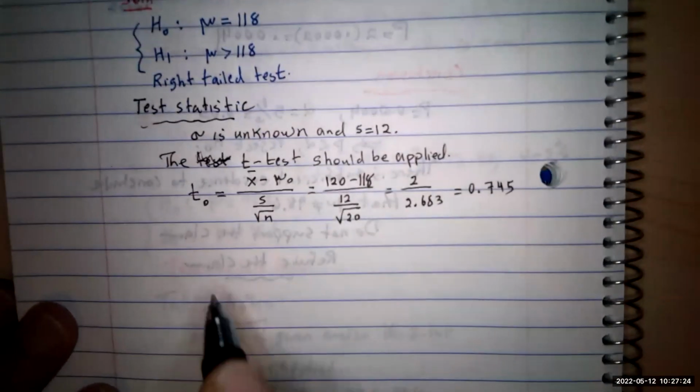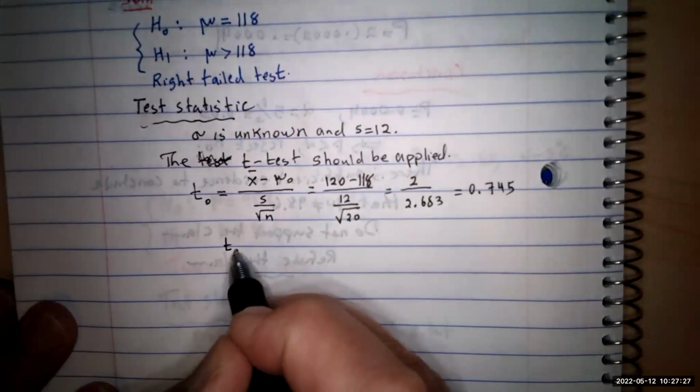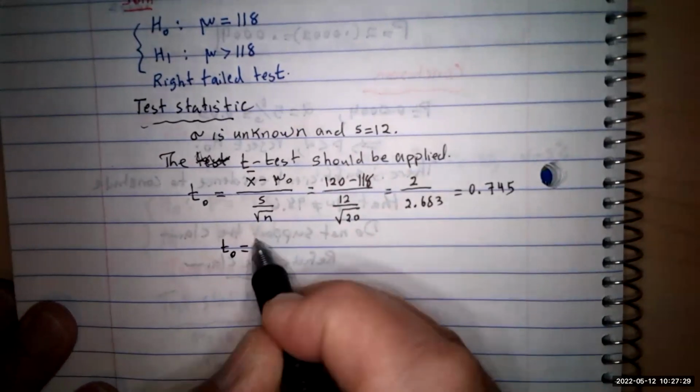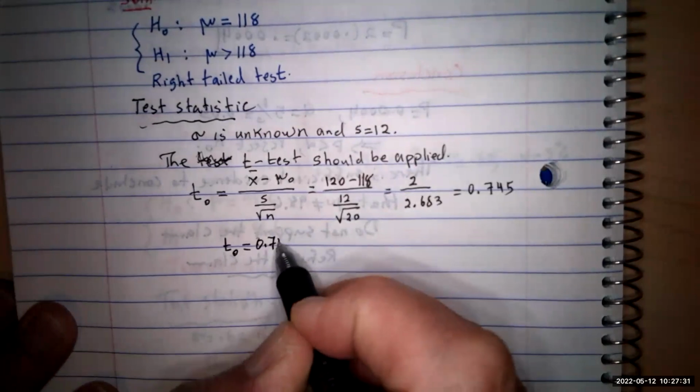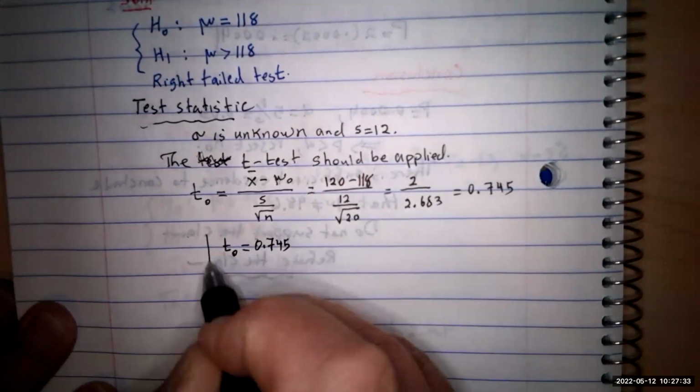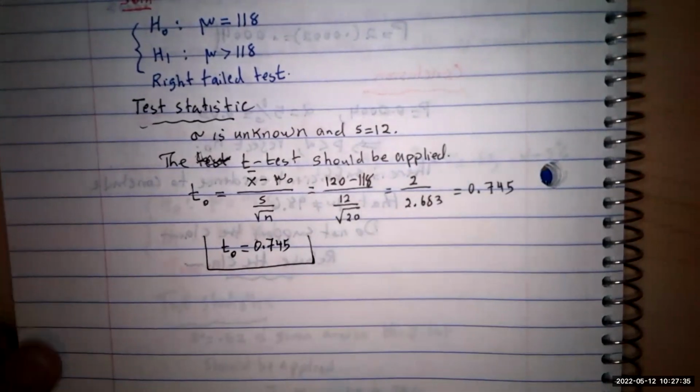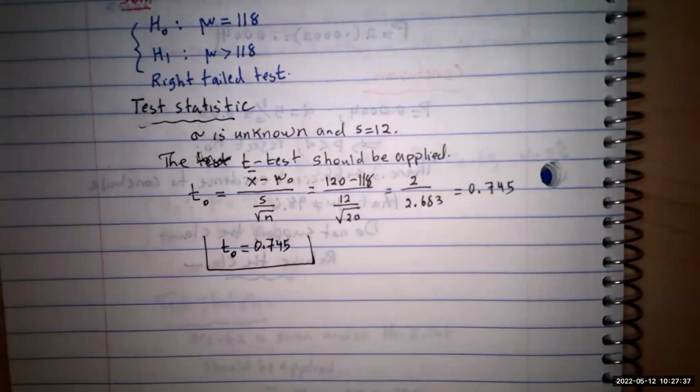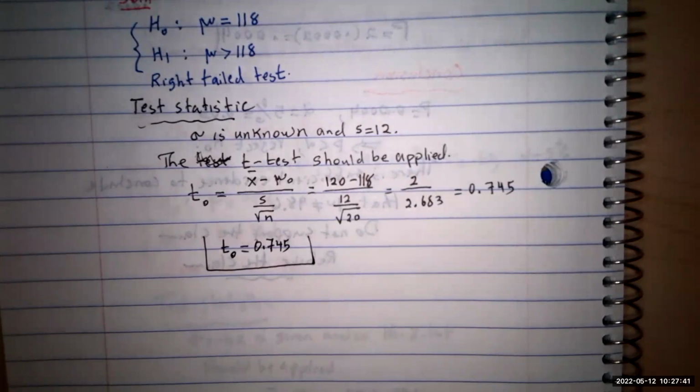Okay, so this is going to be the T naught. So the T naught is going to be 0.745. Any question? So that's a T naught. Now you have to find the probability, p-value. This is where it's different from the other one.